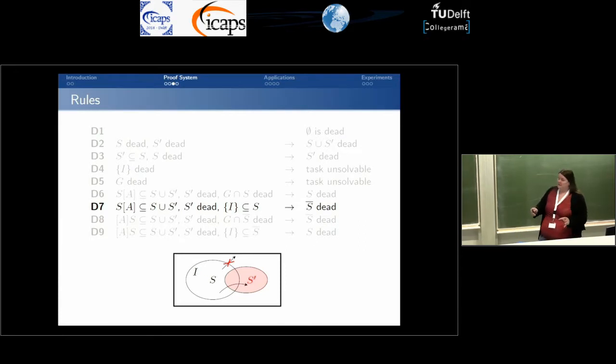So if we have in this case now that the initial state is in S, then we know that everything that is not in S cannot be part of a plan, because the only way to get outside of S would be over S prime, but S prime is dead, so no plan can go through that. And this is why we can follow from these 3 attributes, so S leads only to S and S prime, S prime is dead, and the initial state is in S. From this we can conclude that the negation of S is dead.